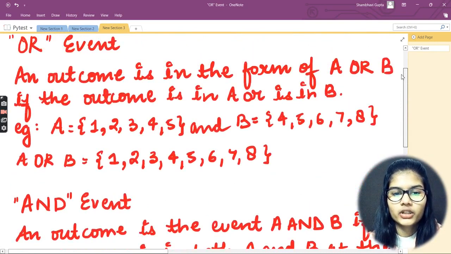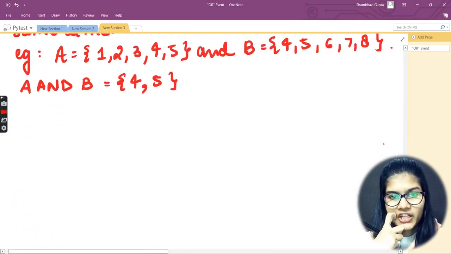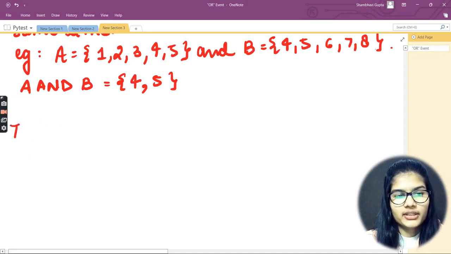In the OR event, whatever repetitive numbers are there, we do not consider those repetitive numbers. In the AND event, if a number is repeatedly coming, we just put up that repeated number only. Fine, so I hope I'm pretty clear with both of these things. Now let's discuss the complement of event A.